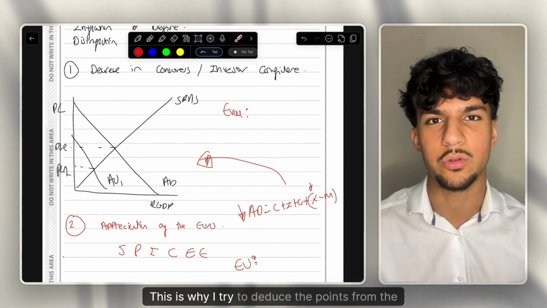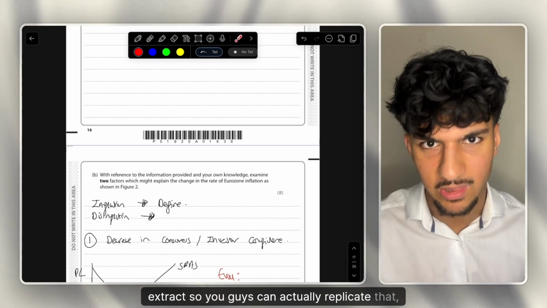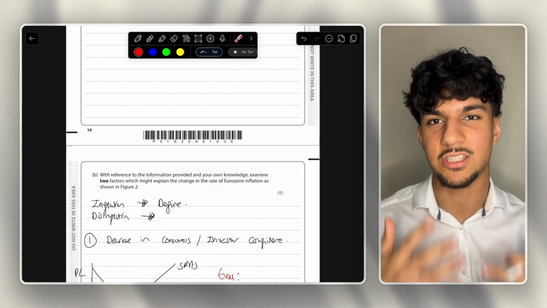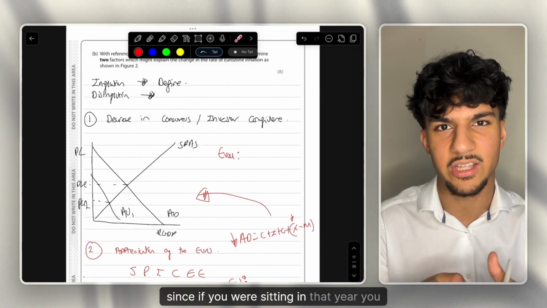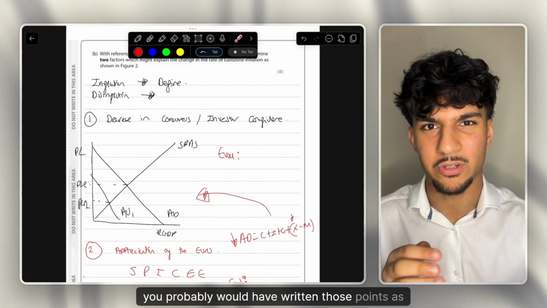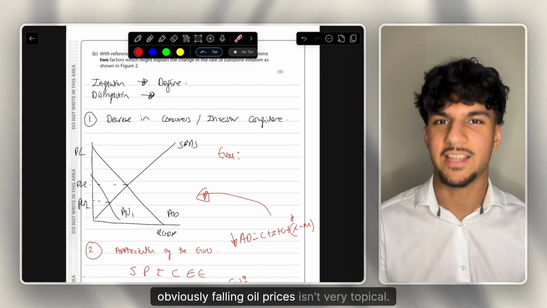This is why I try to deduce the points from the extract, so you guys can actually replicate that, and it means that it's something that you can actually do yourself. So what I'm saying there, don't worry too much about the mark scheme points, since if you were sitting in that year, you probably would have written those points as well, since it was topical back then, and right now obviously falling oil prices isn't very topical.